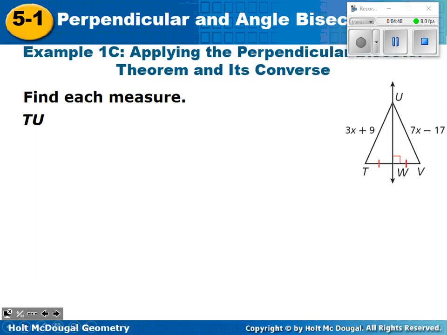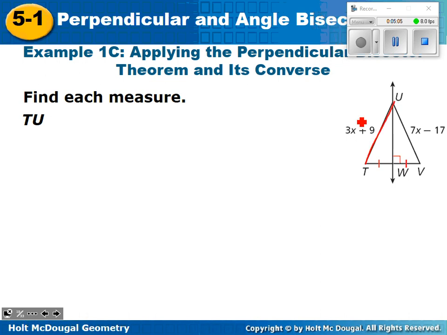All right. So then we look at a problem, and these start out to be super easy as long as you understand the theorem. Like I said, the questions on the test won't be hard as long as you remember the theorem. Then the math is easy. It says find each measure. They want you to find TU. So look at the picture.